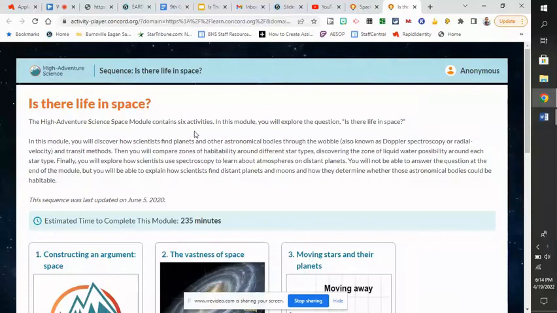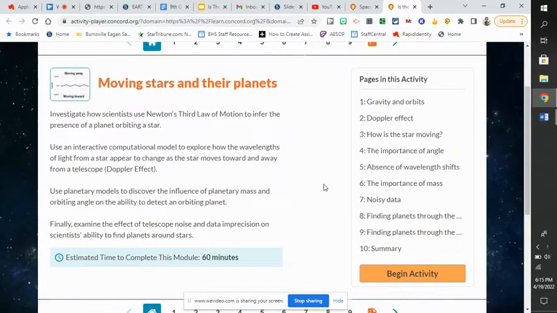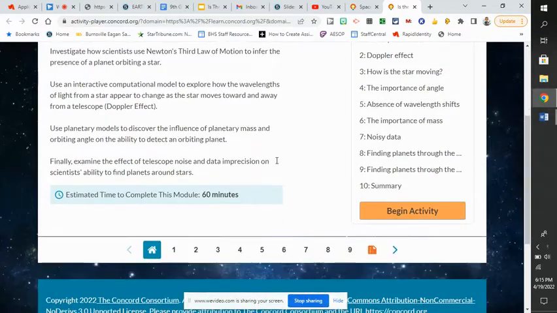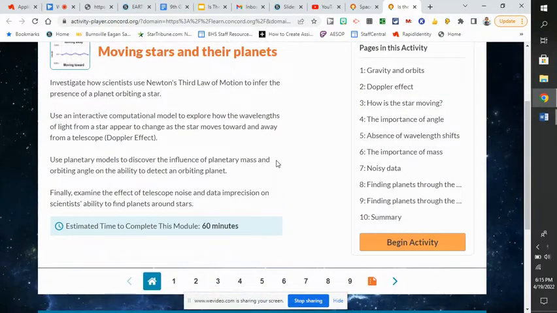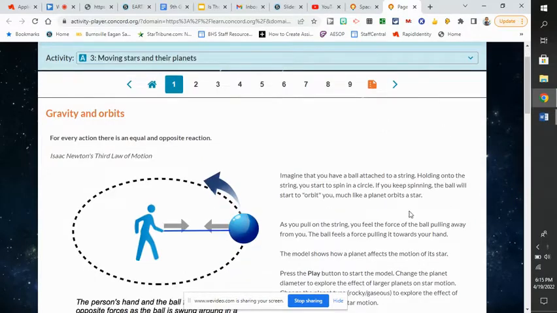Hello, this is your tutorial on how to complete Activity 3, Moving Stars and Their Planets. We've already begun this. You should have done 1 and 2, but I will go through those very quickly for those of you who have not yet done them. So part 1 of this activity has you examine gravity and orbits.